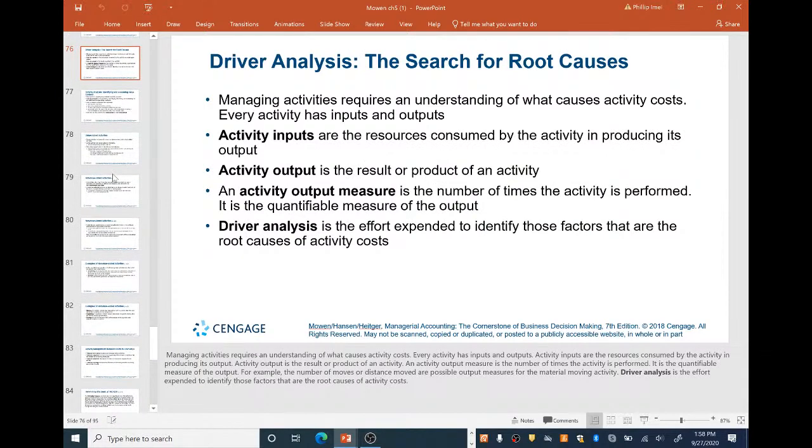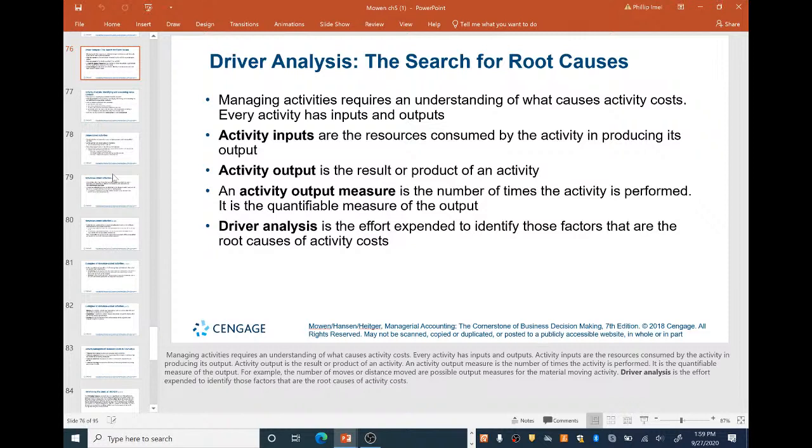Okay, we'll start with the driver analysis. So this is the search for the root causes. Managing the activities is going to require an understanding of what causes activity costs. So every activity is going to have an input and an output, right? So these activity inputs are going to be resources that are consumed by the activity in producing the output. The activity output is going to be the result or product of an activity.